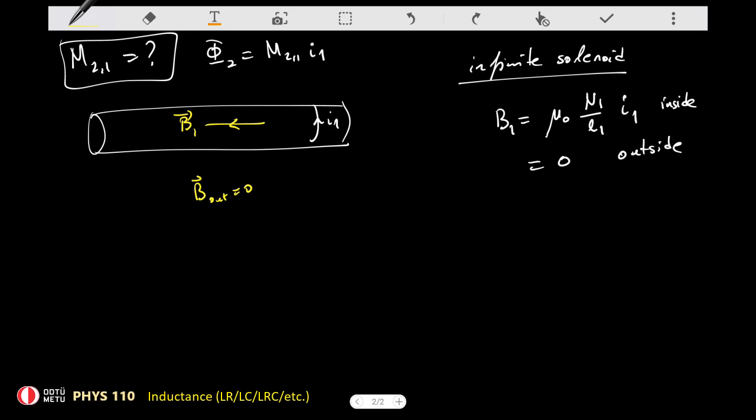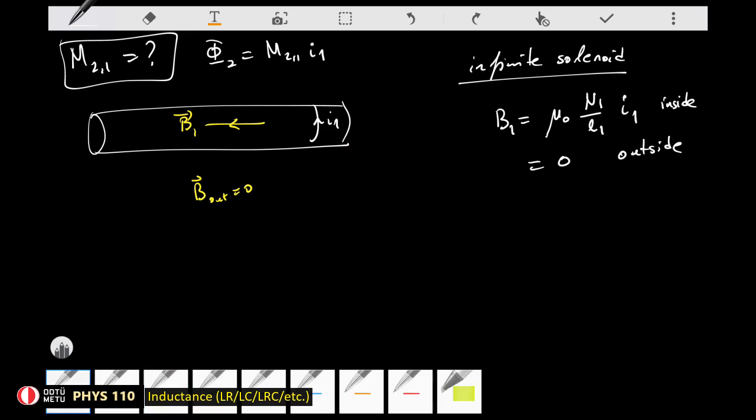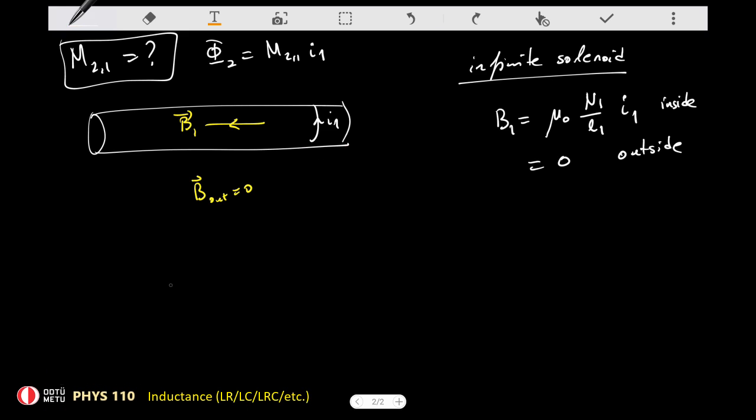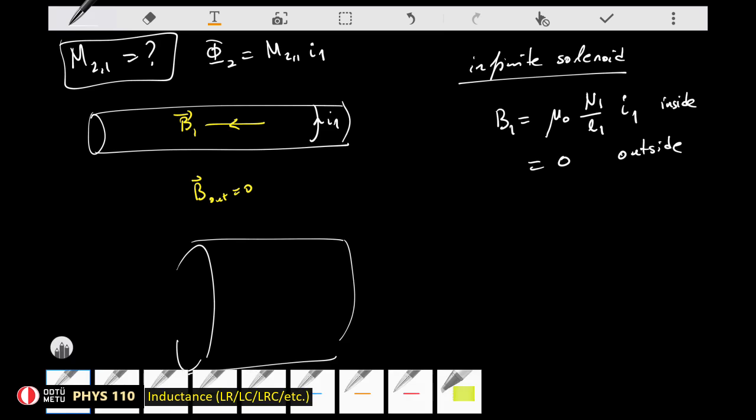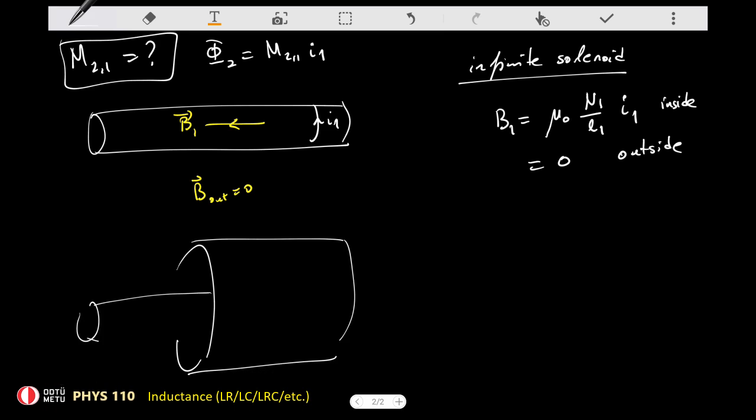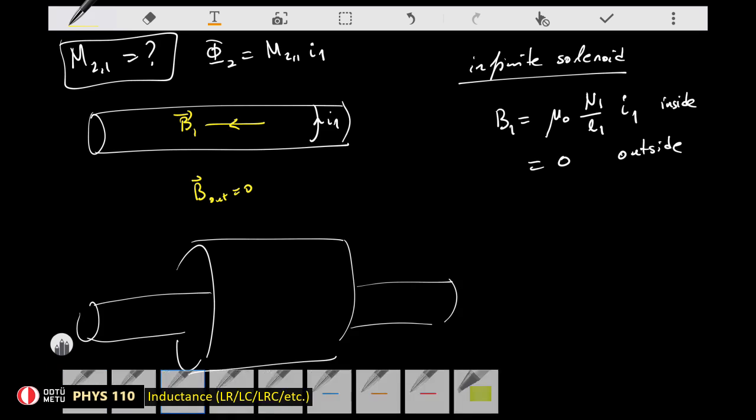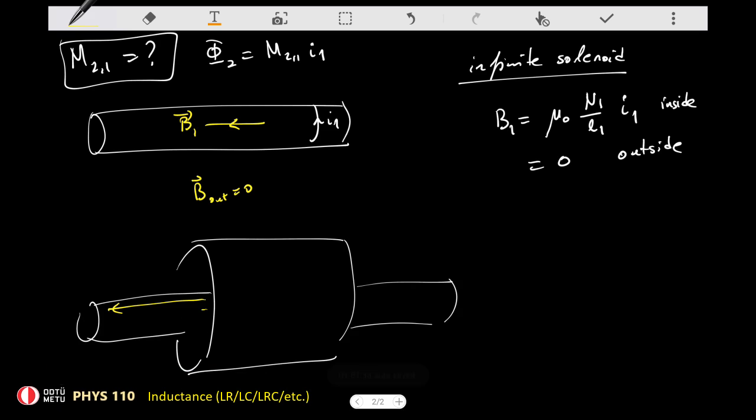That's the first step, basically. I'm assuming that there's a current flowing in the first circuit. That current produces a magnetic flux in here. So let's draw the second circuit. The second circuit is like that, and of course, the first one is inside like this. There are these magnetic field lines in here, and they are present only within the cylinder formed by the first solenoid. That's B1.